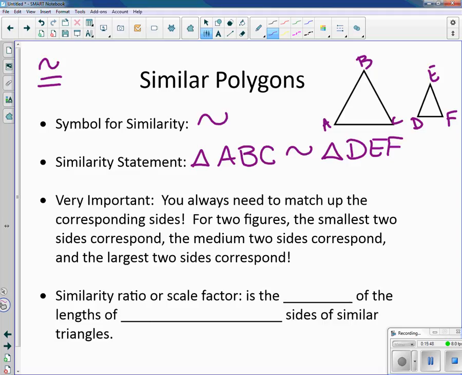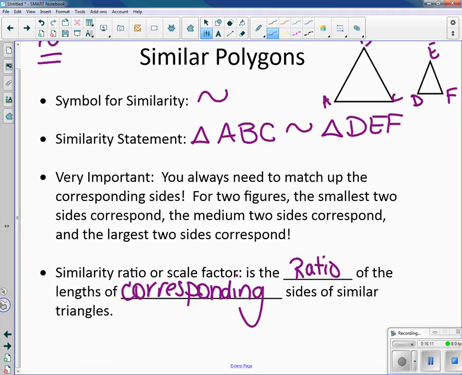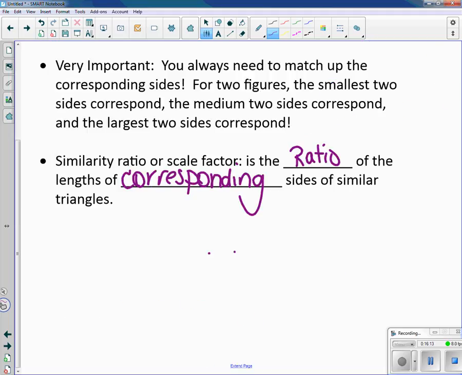The similarity scale ratio, or scale factor, is the ratio of the lengths of corresponding sides. Move it up so y'all can see it. And let's go over some examples.